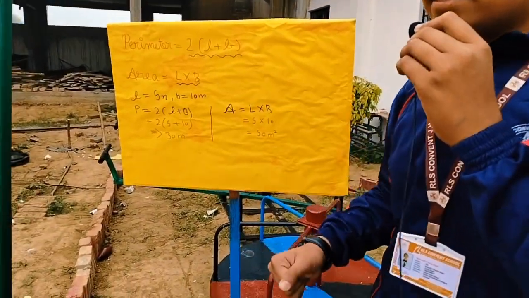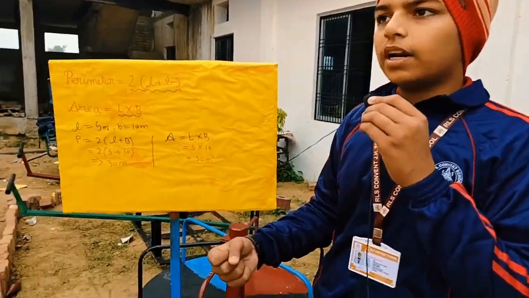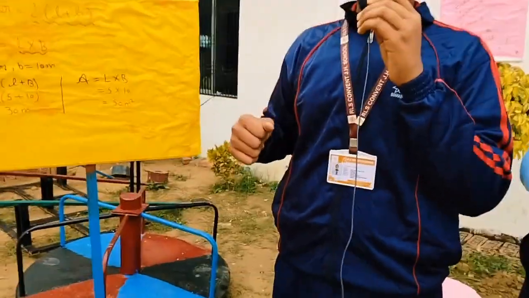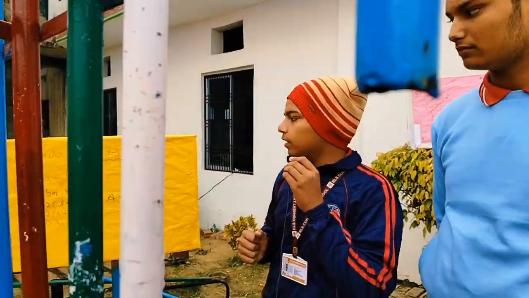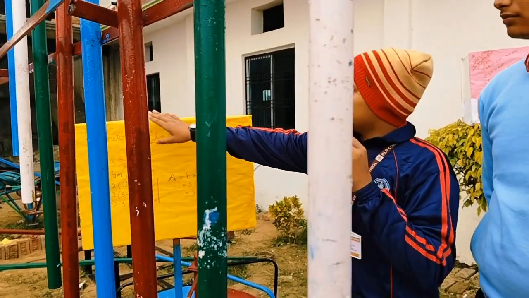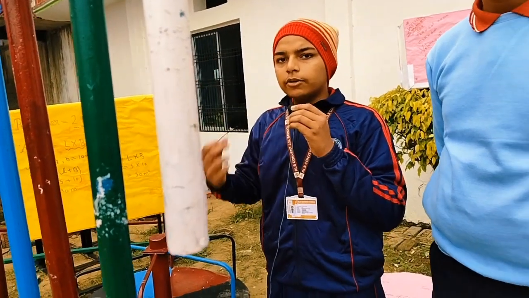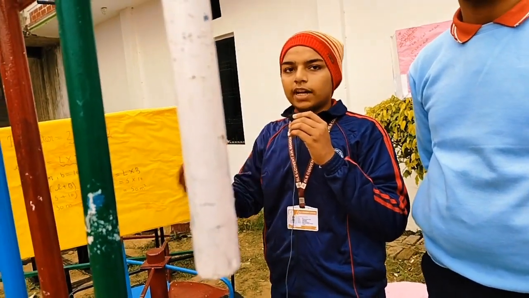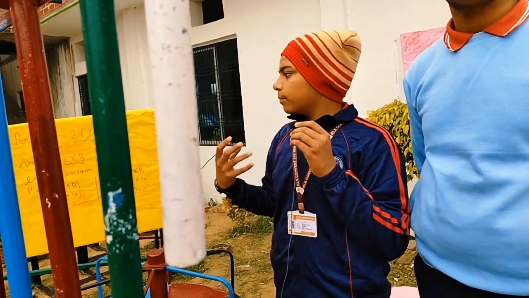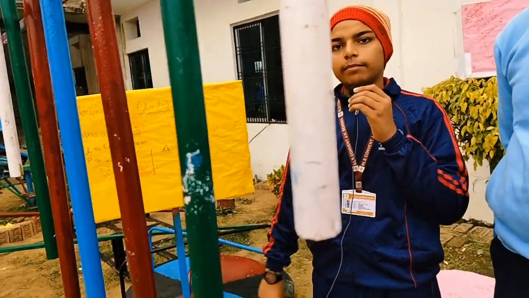Next is a rectangle. A rectangle is a quadrilateral or a parallelogram with each angle 90 degrees. Its opposite sides are equal, or you can say the parallel sides are equal. The perimeter or the boundary we can find by the formula 2 into (L plus B), or you can also write it as 2L plus 2B, where L is the length and B is the breadth. The formula of area is L into B, where L is the length and B is the breadth.